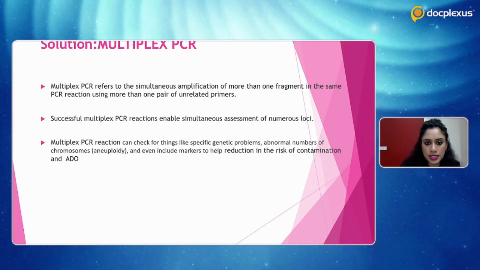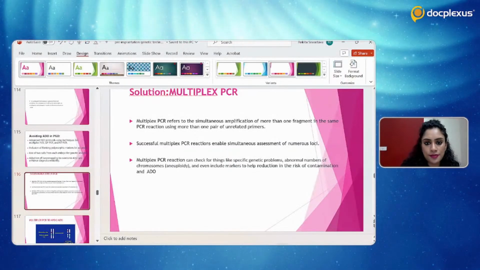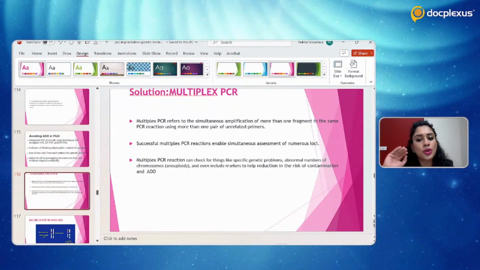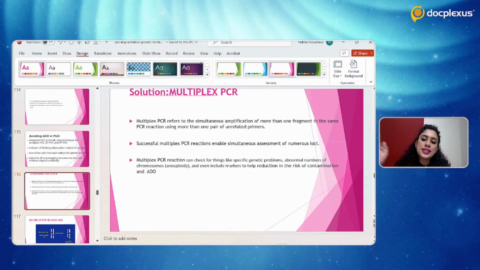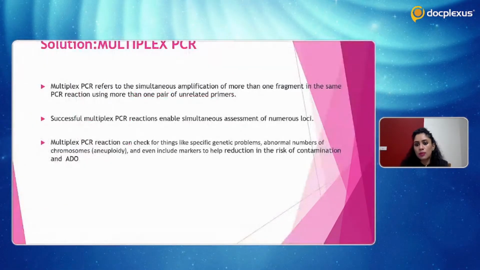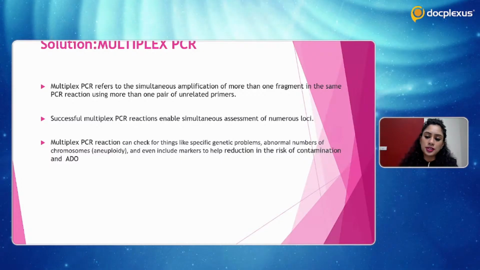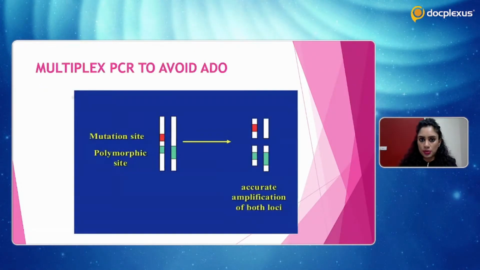Now, what is multiplex PCR? Multiplex PCR refers to the simultaneous amplification of more than one fragment in the same PCR reaction using more than one pair of unrelated primers. The successful multiplex PCR reactions enable simultaneous assessment of numerous loci. And this can check for things like specific genetic problems, abnormal numbers of chromosomes and aneuploidies, and even include markers to help reduction in the risk of contamination and allele dropout.